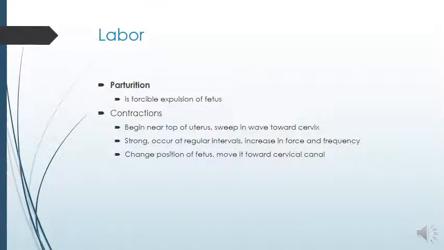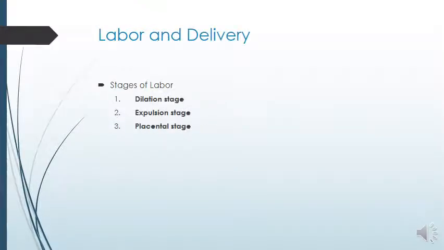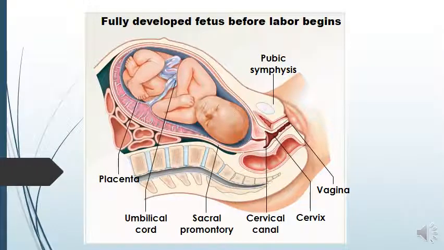The term parturition is the forcible expulsion of the fetus, and the contractions begin near the top of the uterus. They sweep in wave-like motions towards the cervix. They're strong, they occur at regular intervals, and they increase in force and frequency. They change the position of the fetus, and they move it towards the cervical canal. The stages of labor are the dilation stage, the expulsion stage, and the placental stage. This picture shows a fully developed fetus before the labor begins and the position.